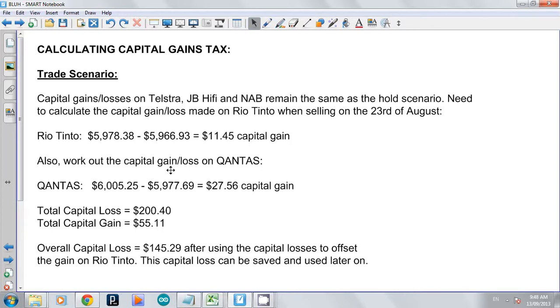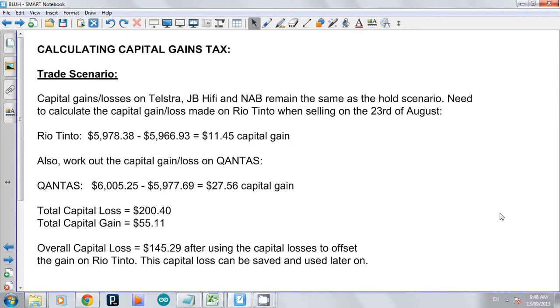I then bought shares in Telstra, and at the end of the 5 weeks that the DI went for, I sold those shares in Telstra, sold those shares in Qantas, and made a capital gain of $27.56. So this time, when I add all the numbers together, I have $200.40 in capital losses and $55.11 in capital gains. So again, my losses are larger than my gains, so I can use some of that capital loss to completely wipe out my capital gains. I'll have $145 left over afterwards. So again, I don't have to pay capital gains tax.